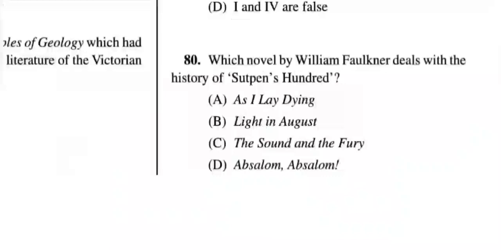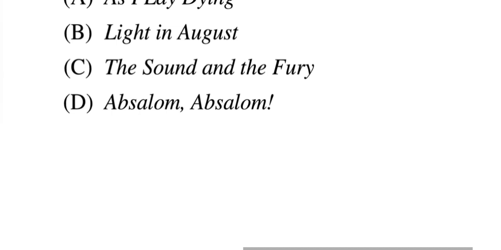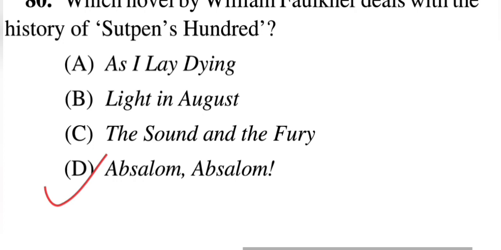Number 80. It says, which novel by William Faulkner? William Faulkner is a notable novelist. You have to know his work. So here the question is, which novel by William Faulkner deals with the history of Sutpen's Hundred? As I Lay Dying, Light in August, The Sound and the Fury, Absalom, Absalom. 80. Correct answer will be D, Absalom, Absalom. You must read it. Apart from this, the rest of the works, like As I Lay Dying, Light in August, The Sound and the Fury, are also very noteworthy.